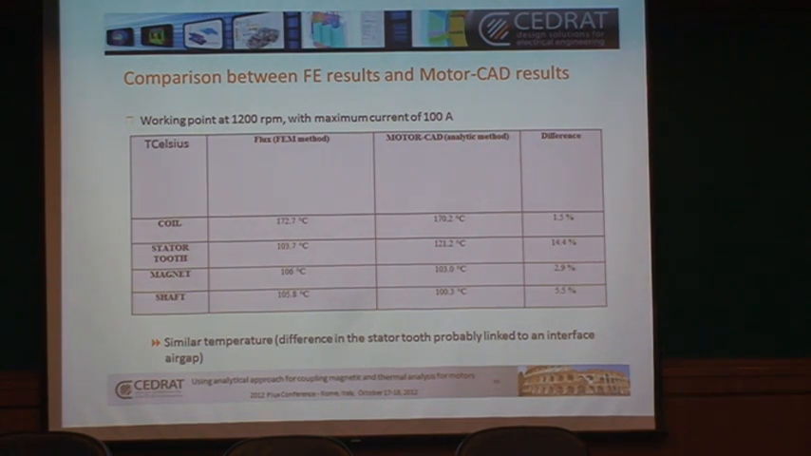Stator tooth, 104 to 121. So here it's not quite the same. And in fact, there may be two reasons to this. One of them is actually the way we handle the air gap. The other one may be the way we actually handle the losses when we get to the housing. But still, for a temperature problem, that's not too bad actually. The magnet 106 for 103, it's perfect. And the shaft 106 for 100, that's also perfect.